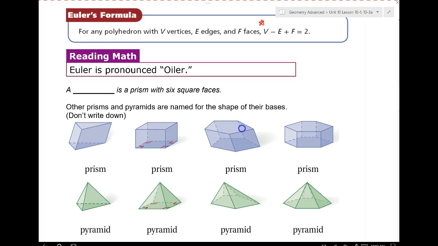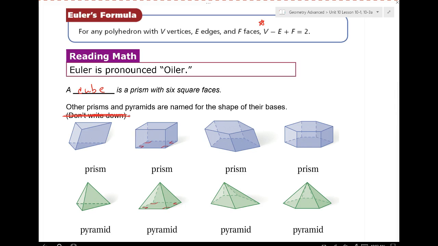Also, another thing, if you guys didn't know this by now, I'm greatly concerned. A cube is a prism with 6 square faces. I really am concerned if you didn't know that. And they're all the same size and shape, correct? So make sure you know those. And this says don't write down. Guess what I want you to do? I want you to write down. So just ignore that. I changed my notes from past notes.